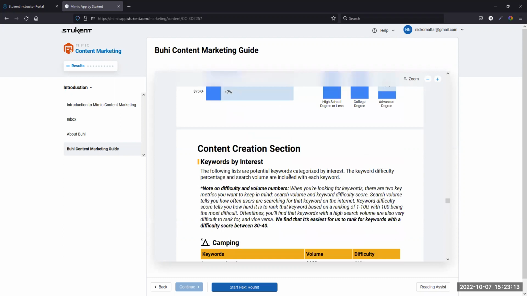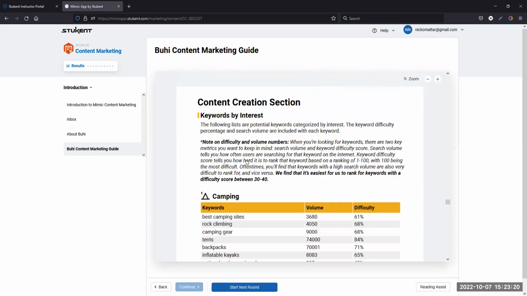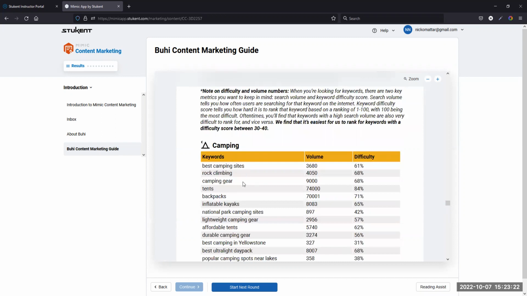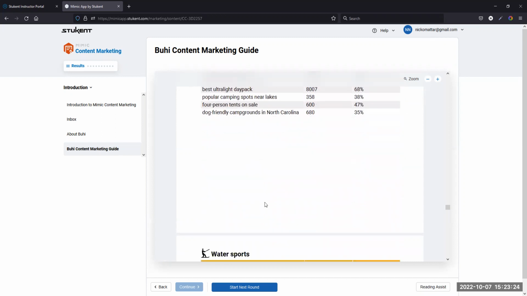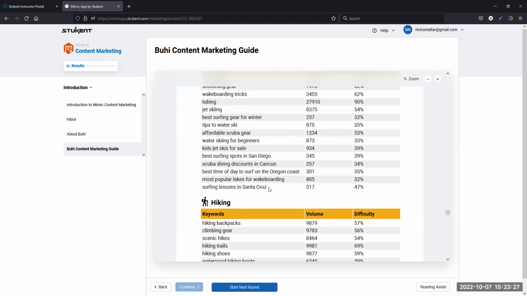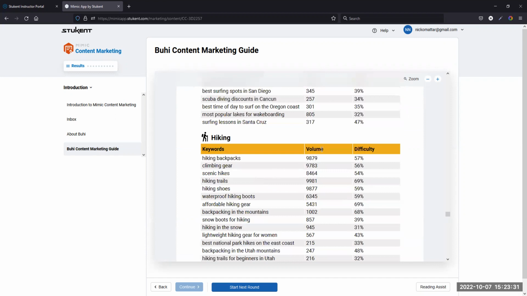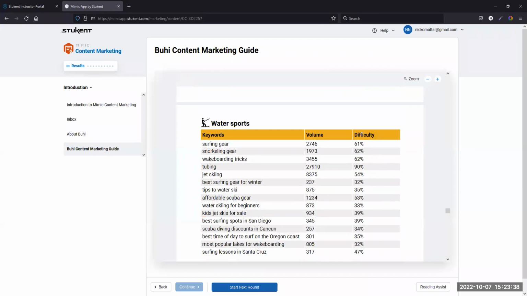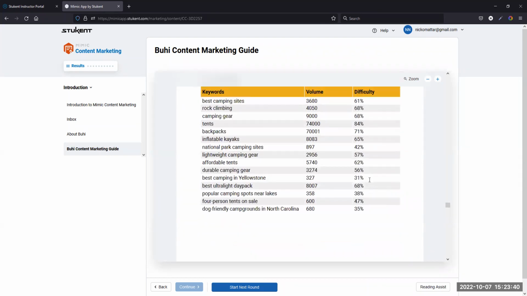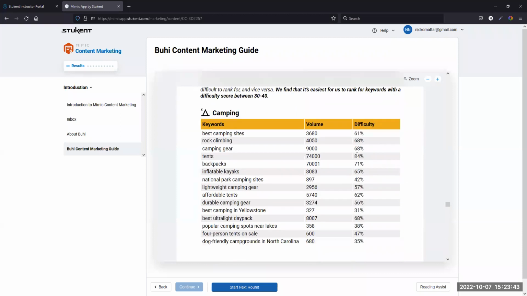This is based on interests. Take a look at these notes. This was actually added in by the Stukent team, so I didn't actually do much here. But they are looking in these instances, and again, it says this in the introduction, you really want to look at two things in addition to the keyword. If you're considering the keyword, you want to see what the volume is and the difficulty. Anything with a difficulty above 40% is going to have diminishing returns.